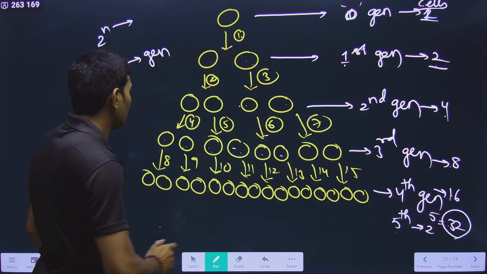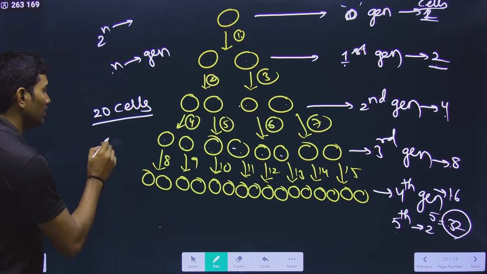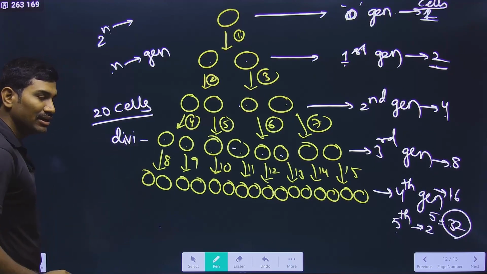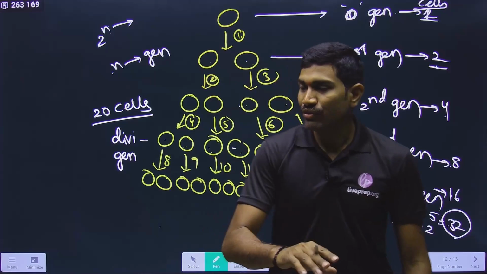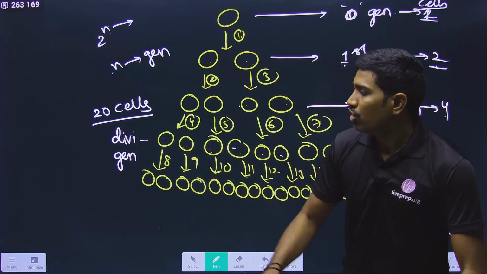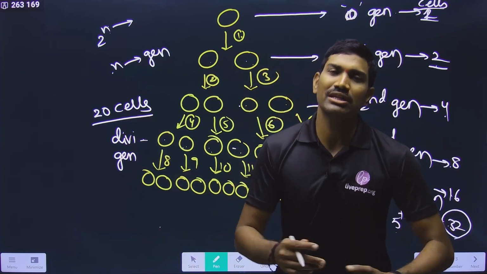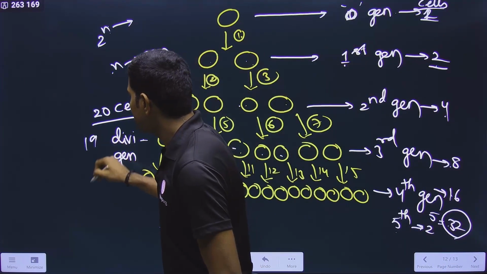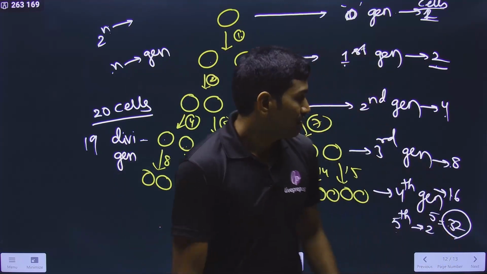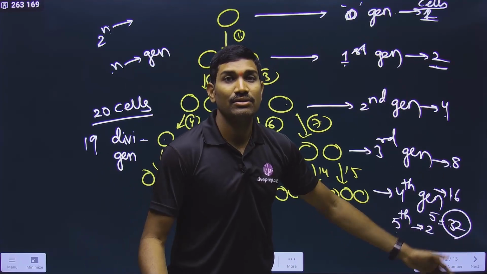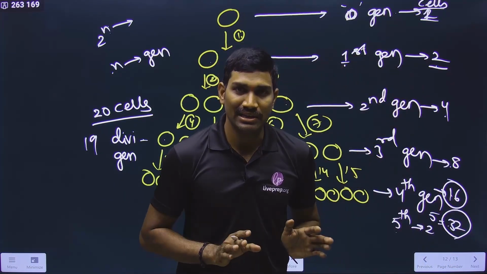Now I will give the last example on this. Suppose you want 20 cells. How many mitotic divisions are required? How many mitotic generations are required? Now tell me the answer. If you want 20 cells, how many mitotic divisions are required? It will be 20 minus 1, so 19 mitotic divisions are required. But if they are asking for generations, directly 20 you cannot get anywhere. So what you need to do is, if it is 4 generations, only 16 you will get.